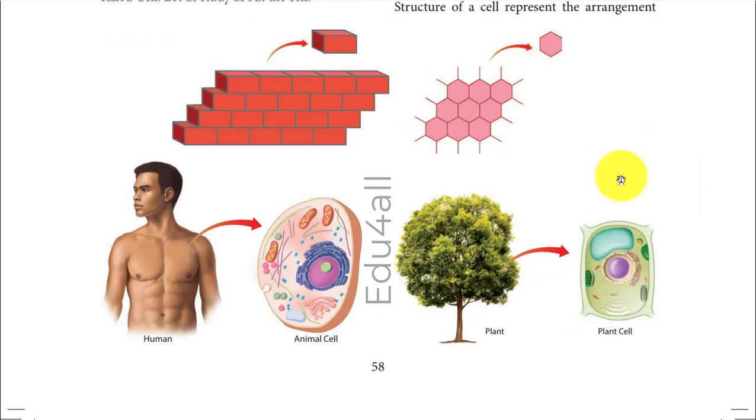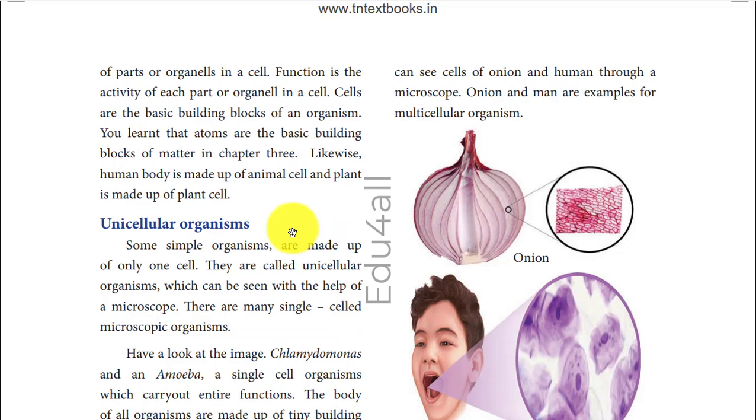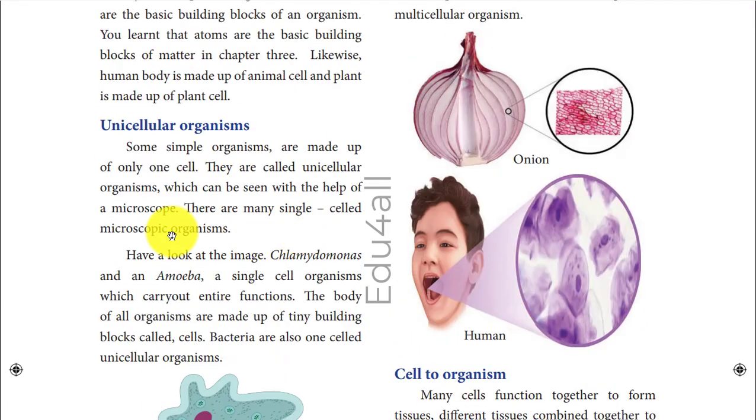For that we have a detailed description: all humans are made up of animal cells, all animals are made up of animal cells, and all plants are made up of plant cells. How a building is made up of bricks, in the same way we are made up of cells. Based on the cells we classify organisms into two types: one is unicellular organism, another is multicellular organism. Unicellular organism means the whole organism is made up of only one cell.